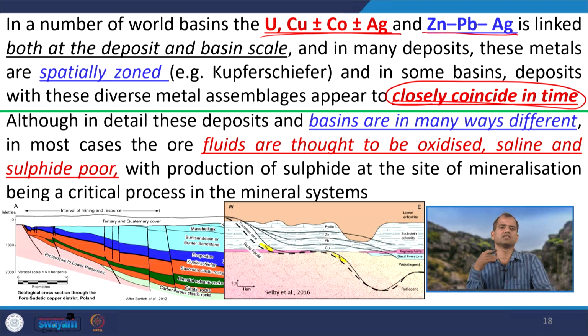Although in detail these deposits and basins are different in many ways, in most cases the fluids are thought to be oxidized, saline and sulphide poor, with the production of sulphide at the site of mineralization being a critical process of the mineral system. So, that means simply we need a fluid, it should come oxidized, and the oxidized fluid should be reduced. That means the state of oxidation and reduction should change, so that it will precipitate the mineral system.